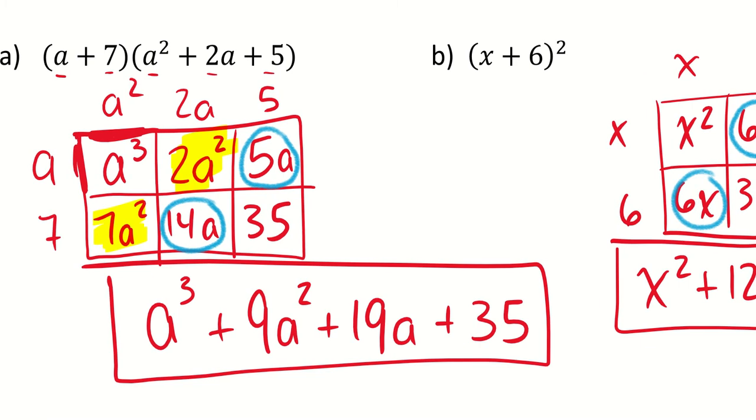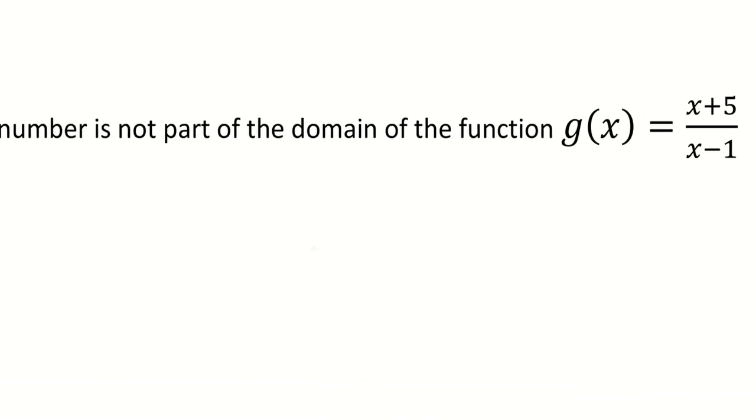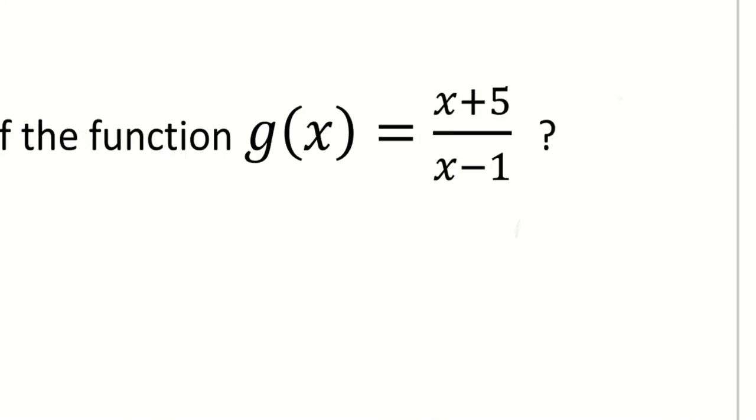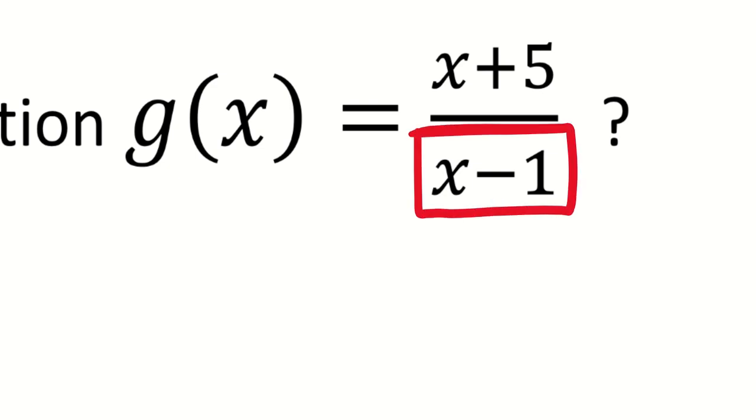And then my final question says, what number is not part of the domain of this function? And the idea here is, what value can I not place into that? There's really only two things that we've talked about in class. Division by 0 is undefined, and that's what applies here. Another thing that applies is that because we're restricted to the real number system, square roots of negative numbers are not allowed.